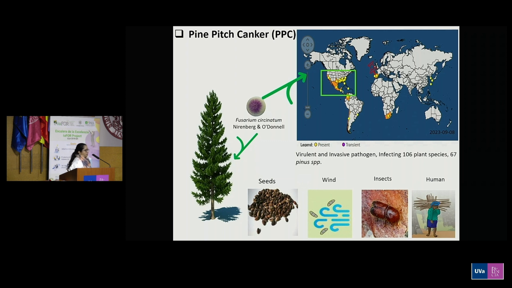So how does it spread? There are different means of spreading. First of all, the seeds and the wind. These are the two main sources of inoculum of the pathogen. But it can also spread by insects as vectors and through human transportation activities.